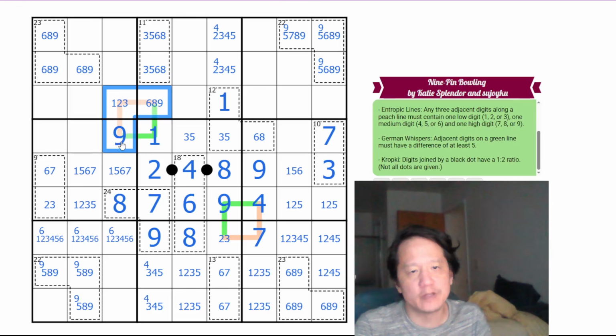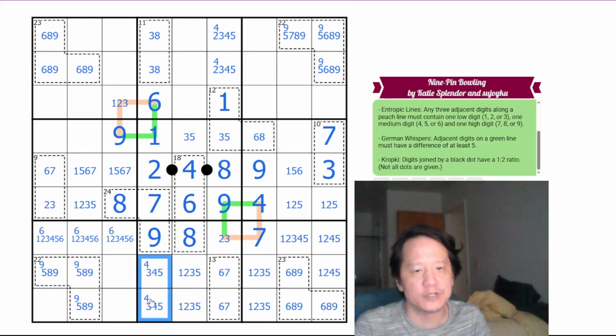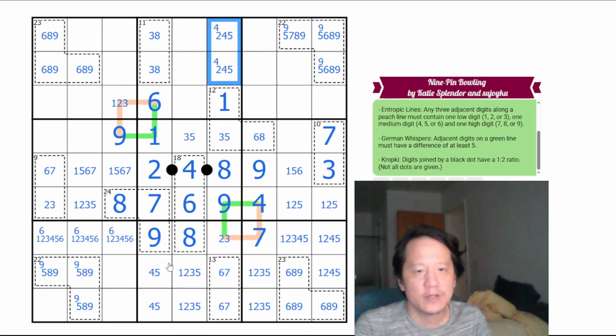On the entropic line, this can no longer be 8 or 9 because we already have a high digit in these set of 3 digits. So this must be 6. This cannot be 5 and 6 then. This is 3, 8 as a pair, which eliminates 3 and 8 in the rest of the column and box, so there's no 3 here. This is 4, 5 as a pair, which eliminates 4, 5 in the rest of the box.